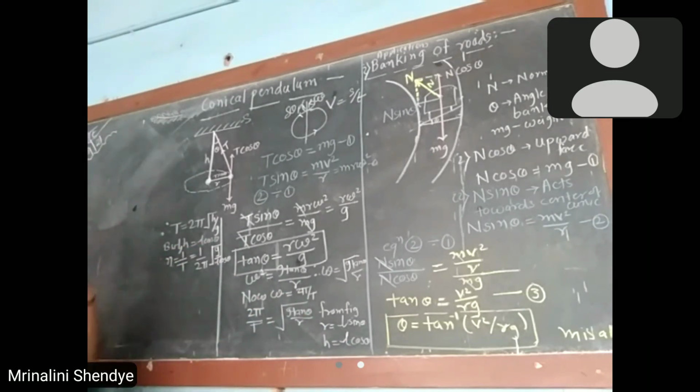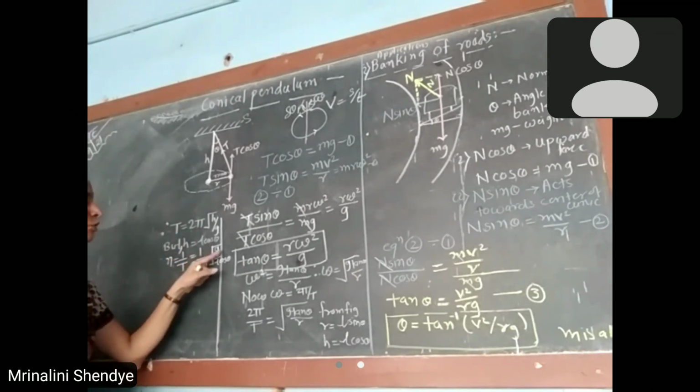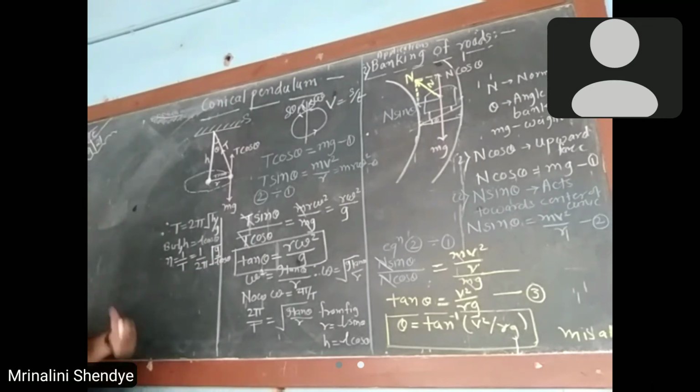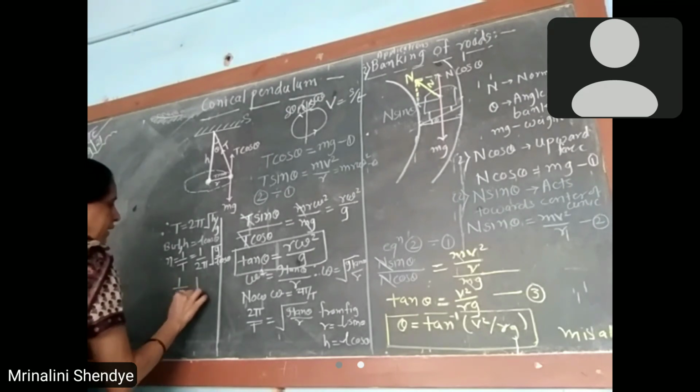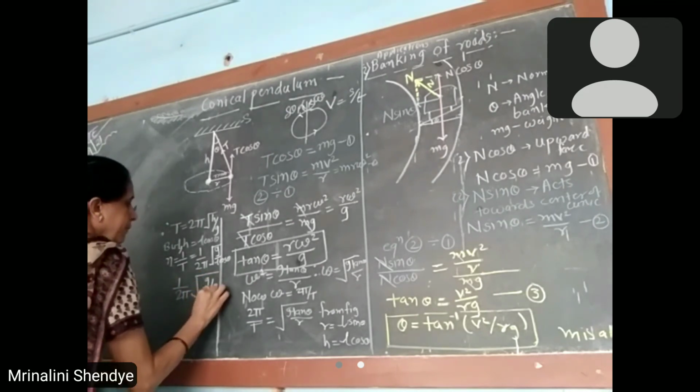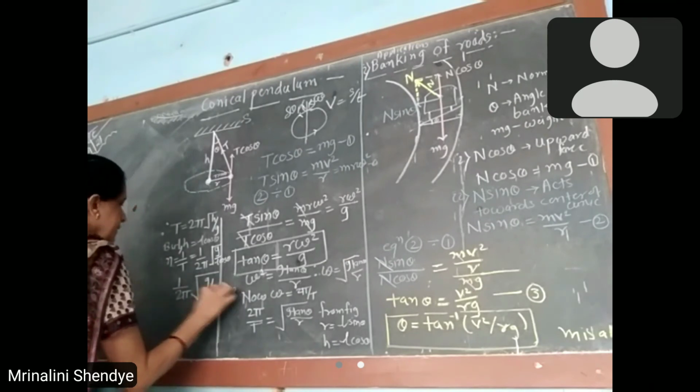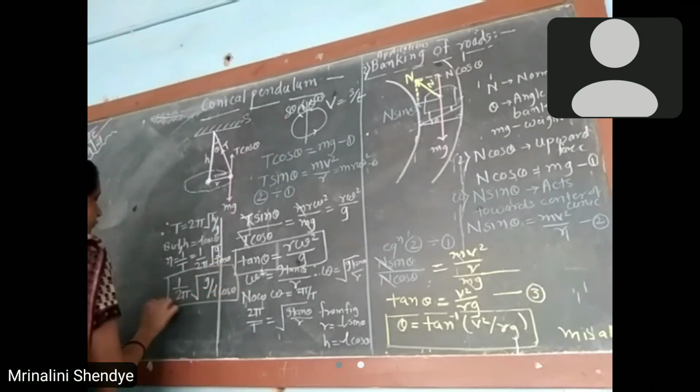If we substitute the value in the equation, this can be written as 1 upon T equal to 1 upon 2 pi under root of G upon L cos theta. So to find the frequency of that conical pendulum, we can write it as 1 upon 2 pi under root of G upon L cos theta. This is the equation for frequency.